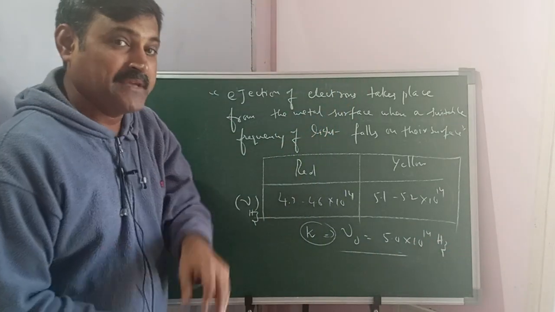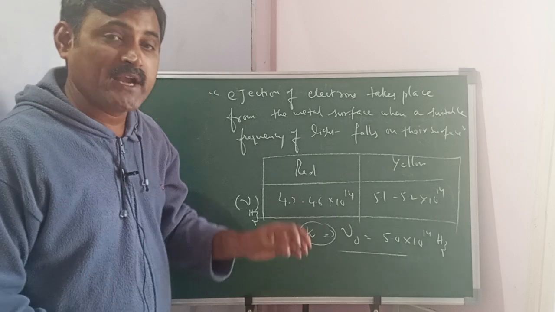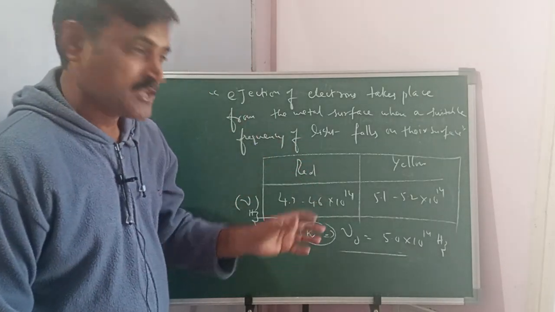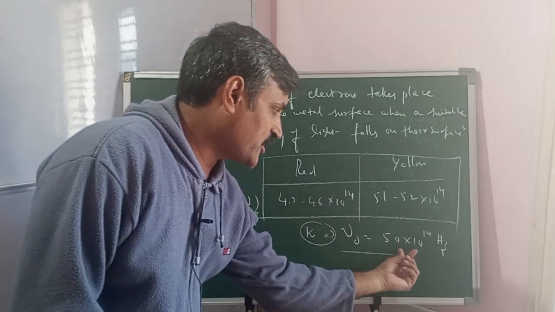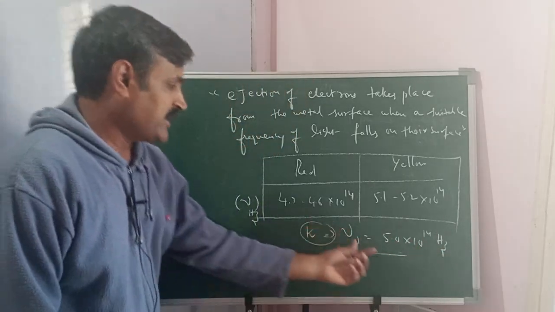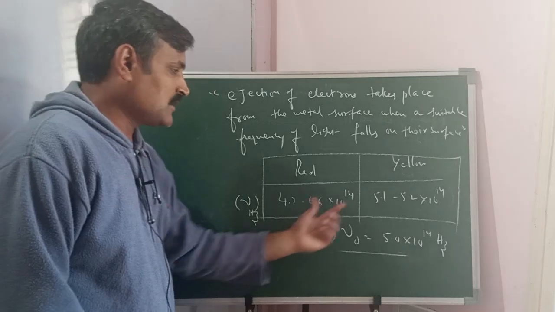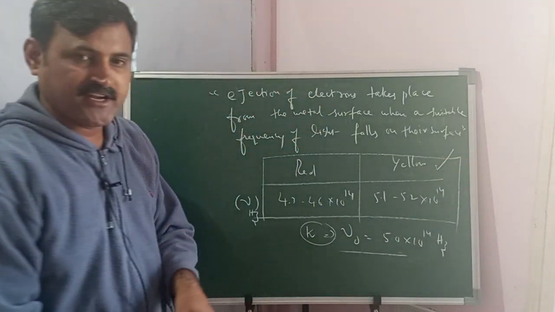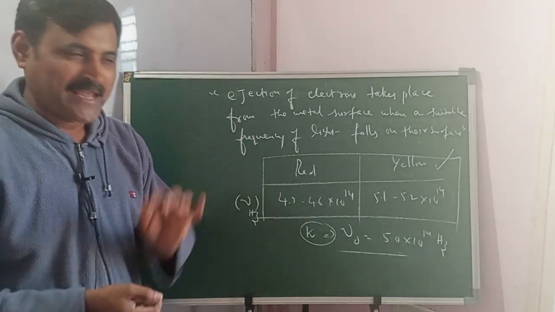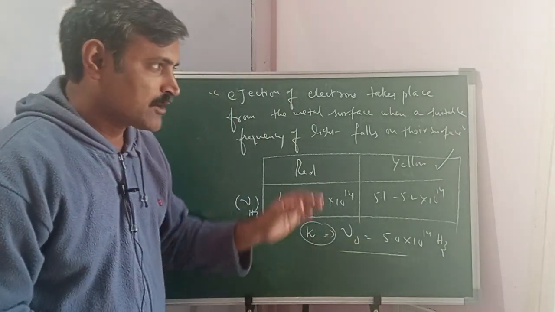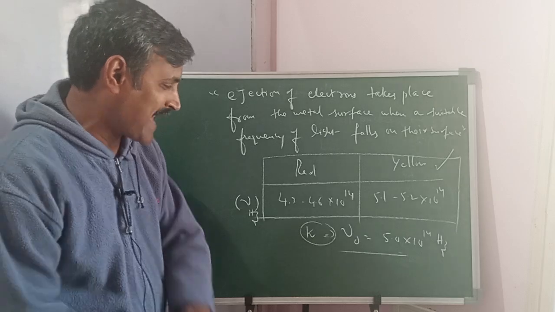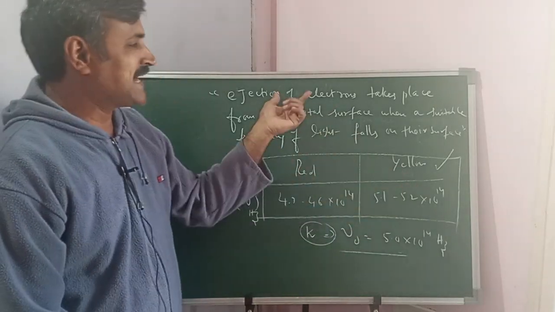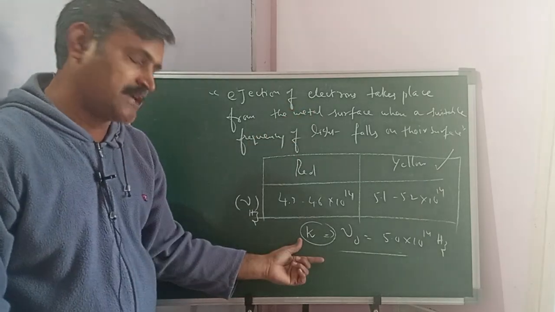That means the minimum frequency required for a metal surface like potassium is 5.0 × 10^14 hertz. So when you compare these two frequencies of radiation, obviously the yellow color radiation is the one that ejects electrons from the potassium surface, as this is a suitable frequency of light.